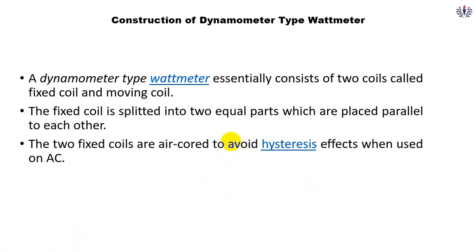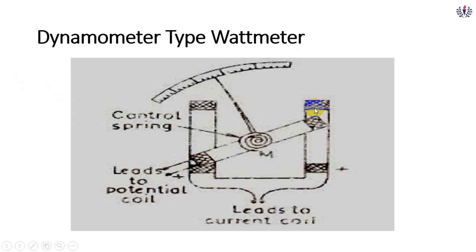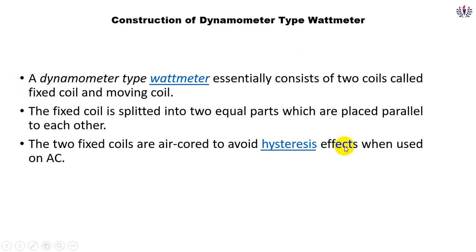The fixed coil is once again split into two equal parts. That is, in the previous diagram you can see there are two coils. Here you can see two sets, it is split. So why is it split? Because to produce the deflection, to produce a magnetic force, the two coils are air cored. So there are no separate cores for this.